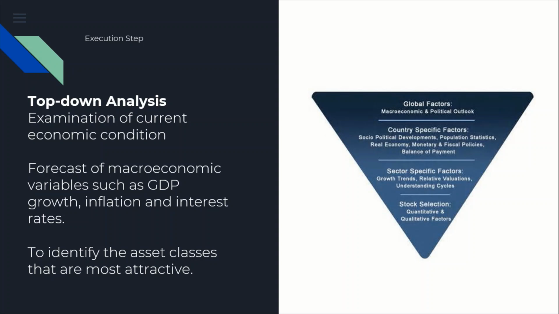Kaya it's an inverted triangle, ano? From the biggest picture to the smallest, which is, kung titignan natin, merong macroeconomic and political outlook. So, pag sinabi kasi nating macro, kabuuan, micro is a smaller version, ano? So, merong nakasulat pa dito, no, country-specific factors such as socio-political developments, population statistics, real economy, monetary, and fiscal policies.